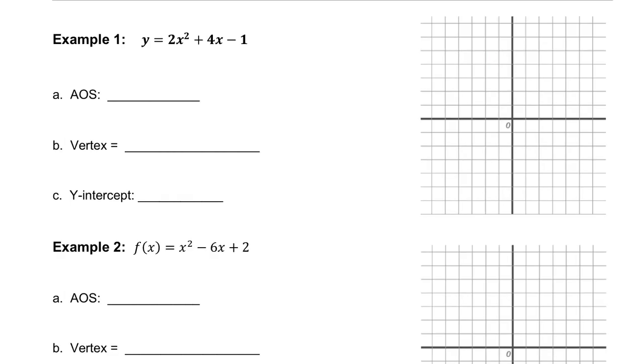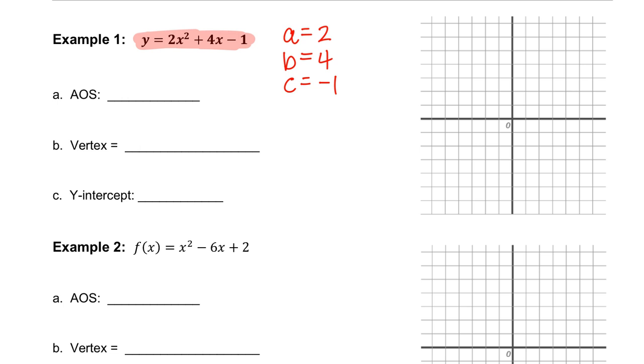Okay, so here I have example number 1. I have my equation in standard form: y equals 2x squared plus 4x minus 1. I first like to write what my A, B, and C are. It will always be in that order. My A value is the number in front of the x squared, so that's 2. My B value is the number in front of the x, so that's 4. And my C value is the number at the end, so that's -1.